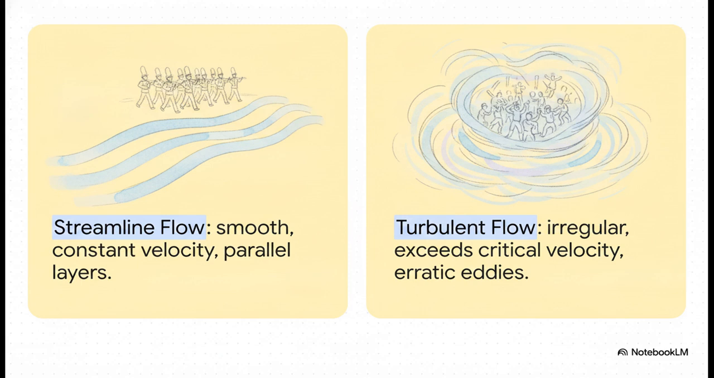Streamlined flow is kind of like a highly disciplined marching band. It's smooth, it's got a constant velocity at any given point, and the layers never, ever cross. Turbulent flow, on the other hand, is like a totally chaotic mosh pit. It's irregular, super energetic, and just full of these swirling, erratic eddies.